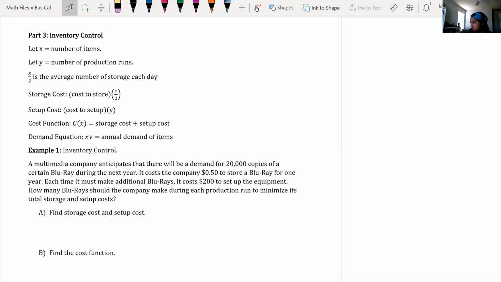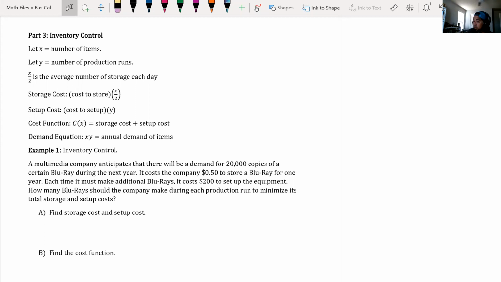Okay, so maybe it looks like a bunch of information, but it's not too bad. And the paragraphs, the problems, always give you the information you need. So let's try number 1 out. A multimedia company anticipates that there will be a demand for 20,000 copies of a certain Blu-ray during the next year. It costs the company 50 cents to store a Blu-ray for 1 year. Each time it must make additional Blu-rays, it costs $200 to set up the equipment. How many Blu-rays should the company make during each production run to minimize its total storage and setup cost?